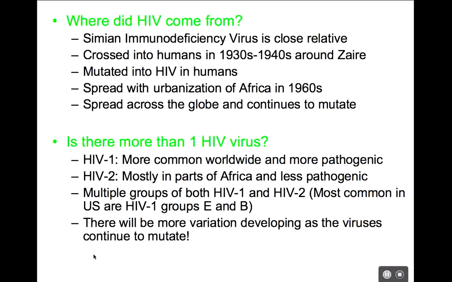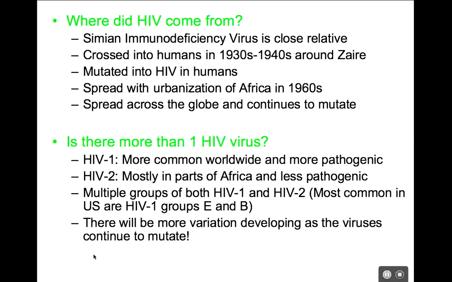Is there more than one HIV virus? Yes. They have now identified two separate HIV viruses, two separate human immunodeficiency viruses, HIV-1 and HIV-2. HIV-1 is the more common strain. It's the one that you hear about all the time. It is unfortunately also the more pathogenic strain. If somebody is talking about HIV, they're talking about HIV-1.